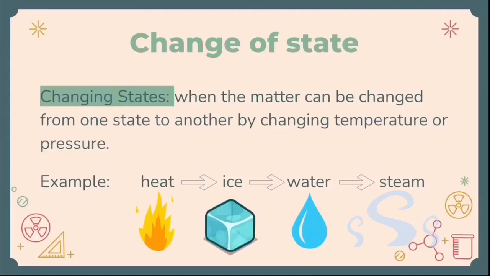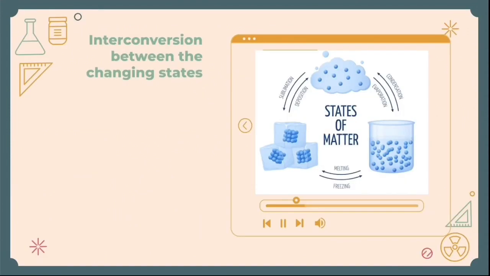A change of state is when matter can be changed from one state to another by changing temperature. For example, when ice is heated, it turns into water, and when heated further, it turns into steam. Interconversion between the changing states refers to a process of matter changing from one state to another and back to its original state.